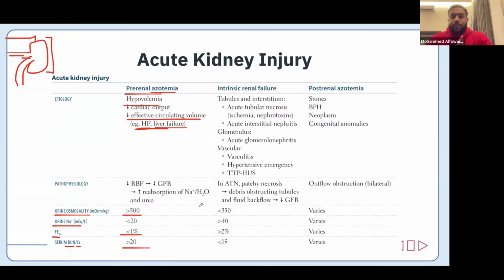Now, in intrinsic renal, it's something affecting the kidneys itself. So this is going to affect either the tubules and interstitium, and most common one that happens in hospitals is acute tubular necrosis, ATN. Okay? Then you have acute interstitial nephritis, which happens in reaction to medications, and I'll explain this. Glomerular diseases and then vasculitis and vascular diseases. In any case, now you have a defect of the kidneys itself.